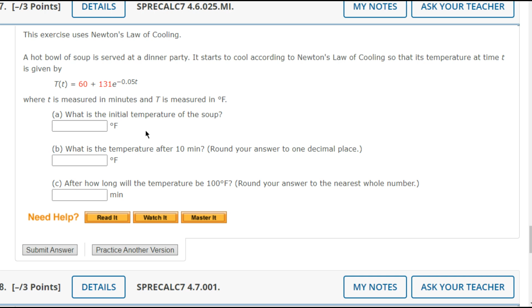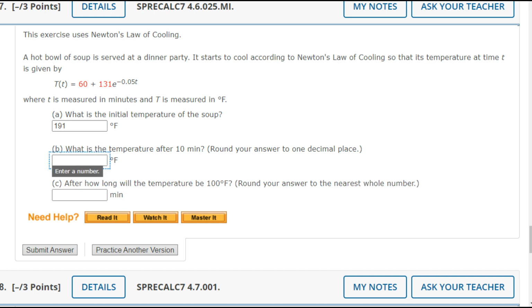And what is the initial temperature of the soup? Well, when t is 0, this is 1. It says that the soup is 131 degrees hotter than the room. So the soup is 191 degrees.